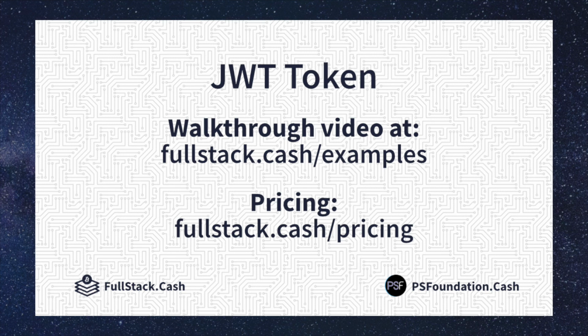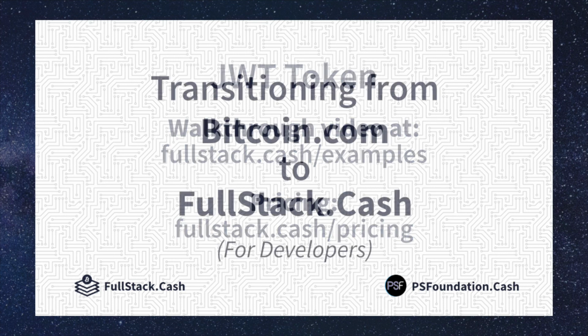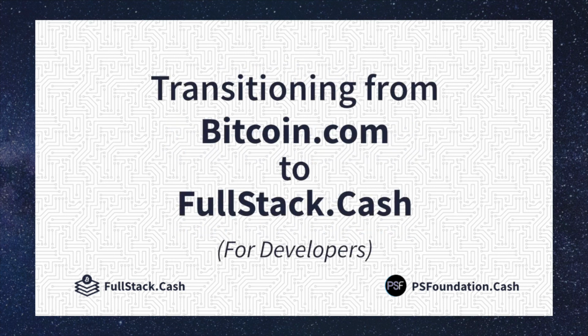So again, there's that walkthrough video at /examples on how to use the JWT token if that's a new paradigm for you, and the pricing's at /pricing. So this is basically the main differences between Bitcoin.com and FullStack.cash. Conceptually, everything's pretty much identical. It's just a matter of the syntax changes, and then shifting into this concept of using rate limits and understanding that that's what keeps things fair and protects users from abusing the system or being affected by other users who abuse the system.